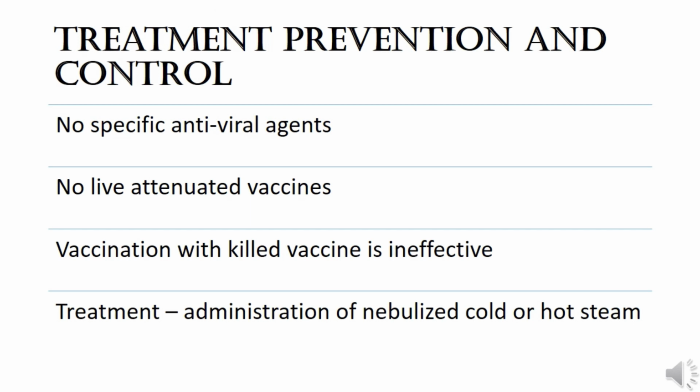Treatment of croup consists of the administration of nebulized cold or hot steam and careful monitoring of the upper airway. On rare occasions, intubation may become necessary. No specific antiviral agents are available for the human parainfluenza viruses. Vaccination with killed vaccine is ineffective, possibly because it fails to induce local secretory antibody and appropriate cellular immunity. No live attenuated vaccine is available.